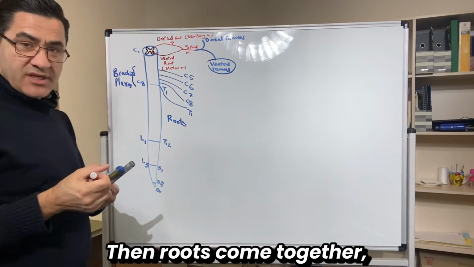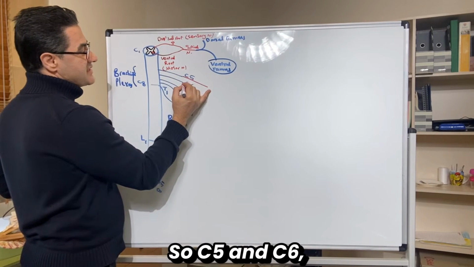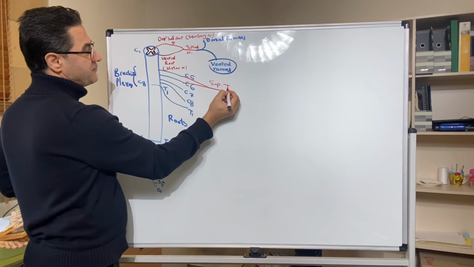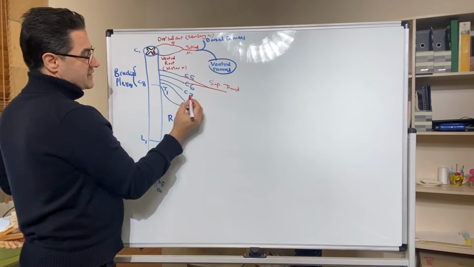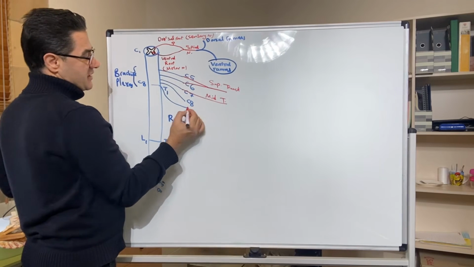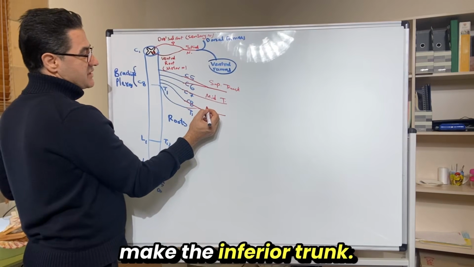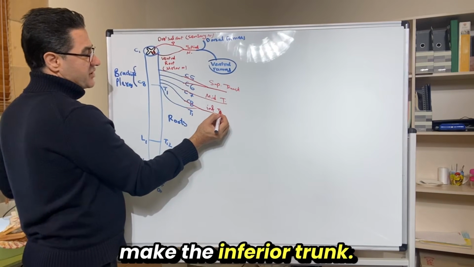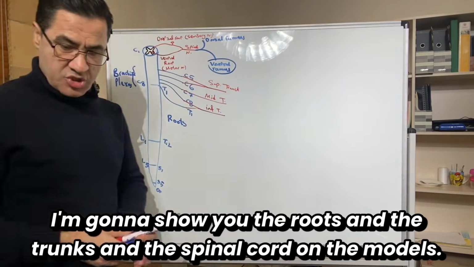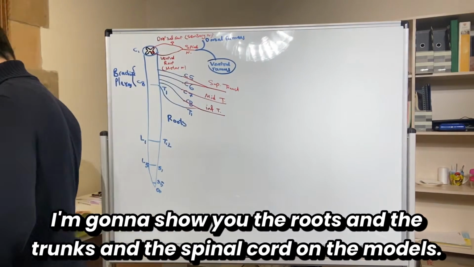Then roots come together, make the trunk. So C5 and C6, they join together, make the superior trunk. C7 continues by itself to make the middle trunk. C8 and T1, they join together, make the inferior trunk. So we have three trunks. I'm going to show you the roots and the trunks and the spinal cord on the models.